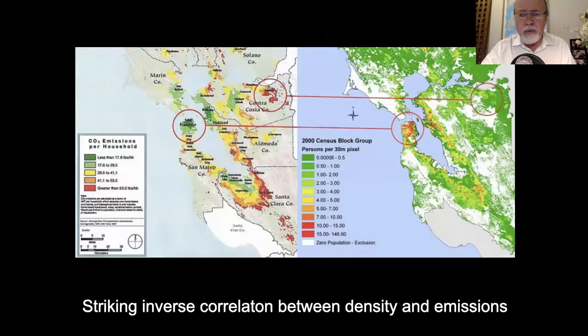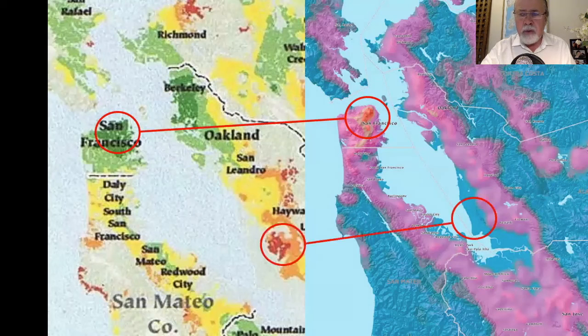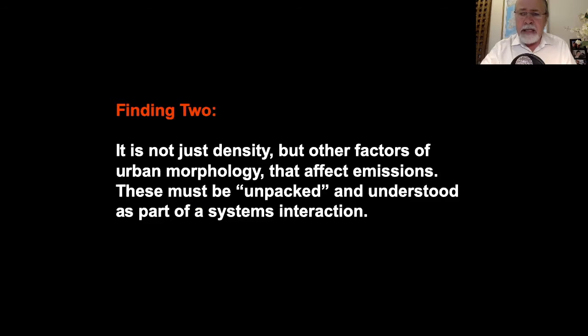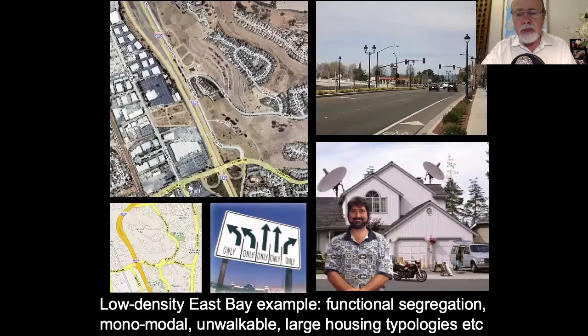And you do see an inverse relationship in places like the Bay Area between density and greenhouse gas emissions. There's high density, low emissions, low density, high emissions. But it's not only the density, it's also the other urban morphology aspects. And these have to be unpacked and understood as part of a system of interaction. For example, the familiar things like mix of uses, walkability, multimodal, compact housing typologies, and so on, which you see in the lower emissions area of San Francisco or the higher emissions area where you don't have those factors. You have functional segregation, monomodal, car dependent, unwalkable, large housing typologies, and so on.